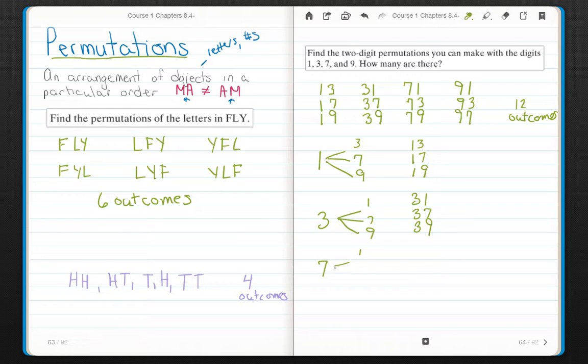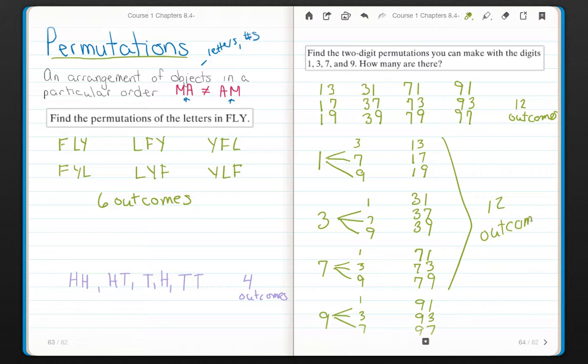If I have a 7, I can have a 1, a 3, a 9, for 71, 73, and 79. And finally for the 9, I can have a 1, a 3, or a 7, for 91, 93, and 97. I still have 3, 6, 9, 12, so I still have a total of 12 outcomes.